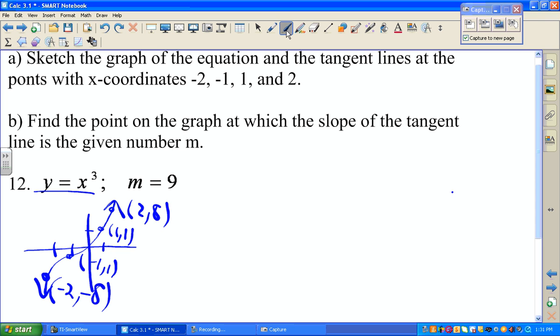the tangent lines. Well, this one's going to have a pretty steep slope, but be positive. This one's still going to be positive. Notice how it goes through the graph? It's tangent at the point, but it can still go through the graph. That's not that big of a deal. At 1, 1, tangent again. And at 2, 8, tangent yet again.